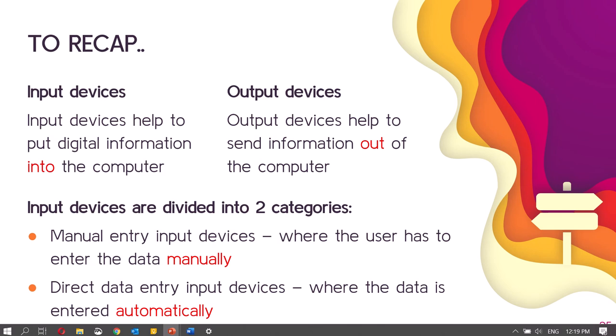So let's just recap all we've done today. We learned today that input devices help us to put information into the computer. We also learned that output devices help us to send information out of the computer. And we also learned that input devices have two categories. They can either be manual entry input devices where the data is entered manually into the computer, or they can be direct data entry input devices where the data is entered automatically into the computer.